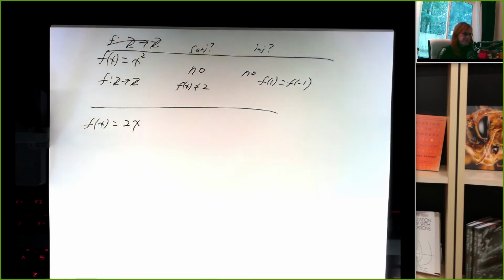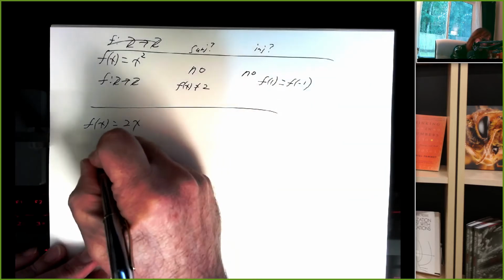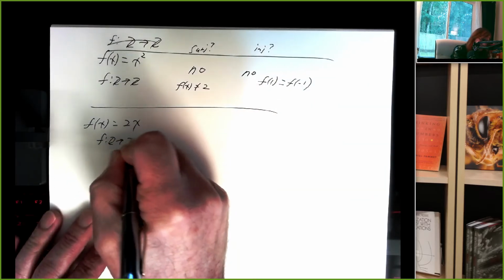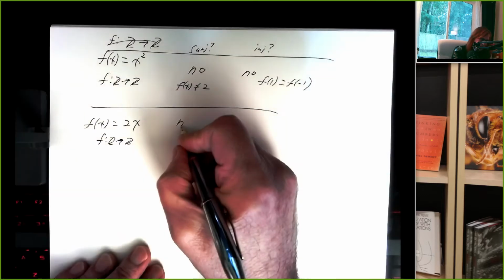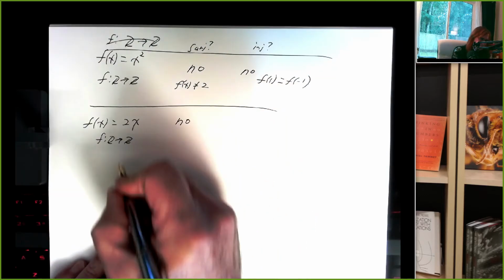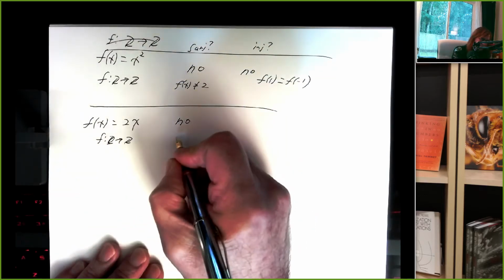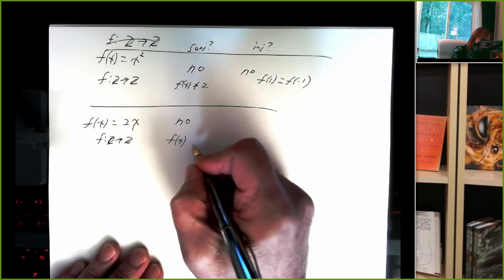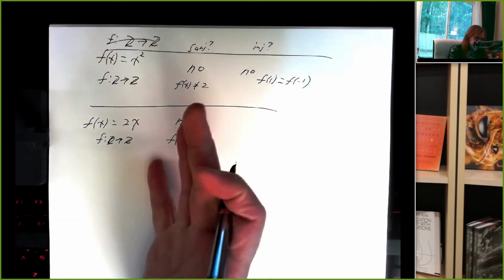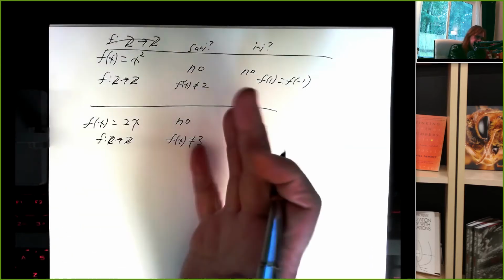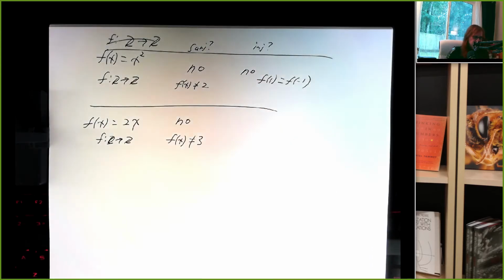Alright, how about f of x equals 2x, where again we're going from the integers to the integers. Is this going to be surjective? No. Why not? Again, we'll be skipping some numbers. Skipping 3. There's no value x that maps to 3. So we're missing some numbers.